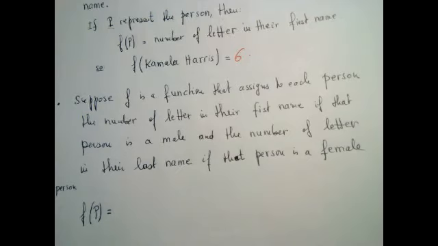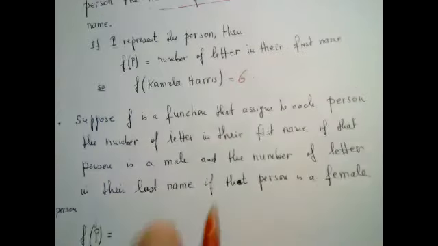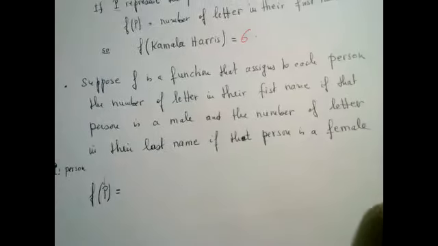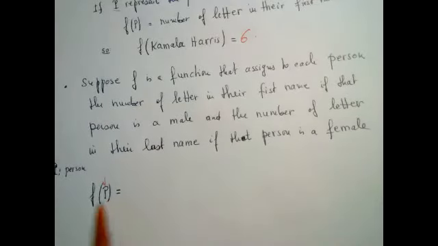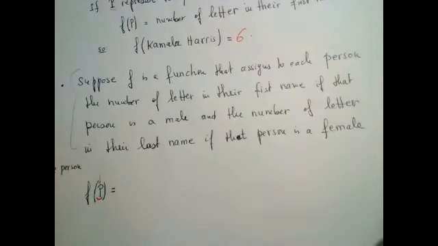So now I change my scenario. If P is a person, what is f of P? I cannot tell you it is the number of letters in their first name. It's nonsense by now. f of P will depend on P, whether the person is a male or a female. So how can we write this in a mathematical way to reflect this? Because nobody likes a lot of words. How can we write this?